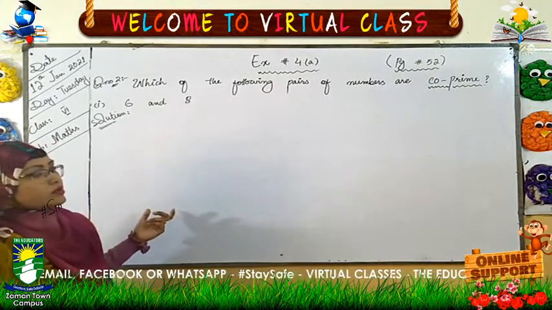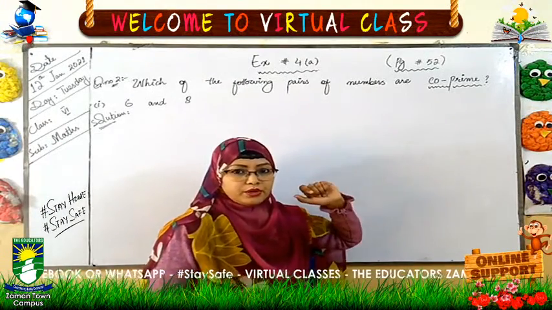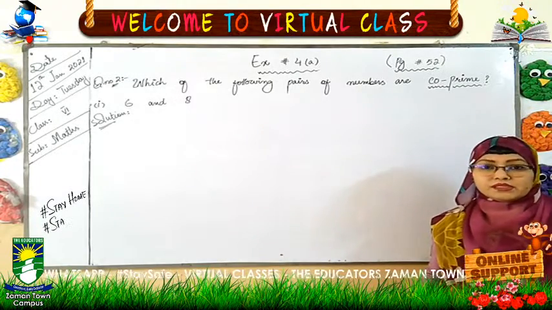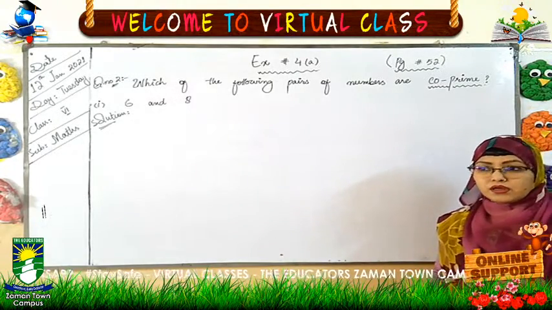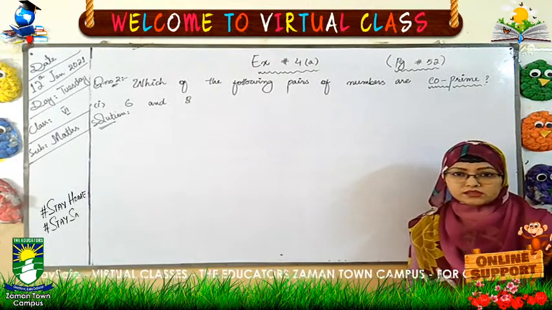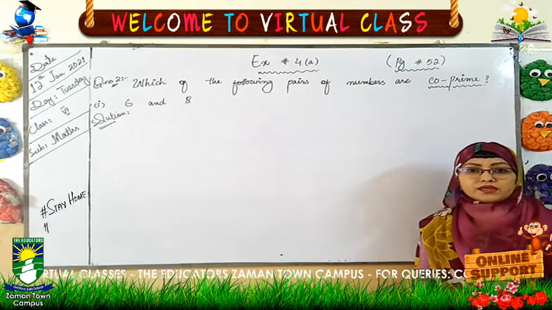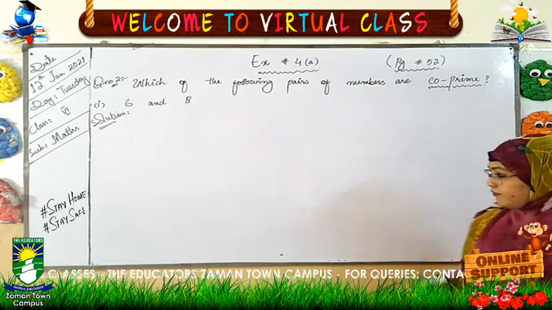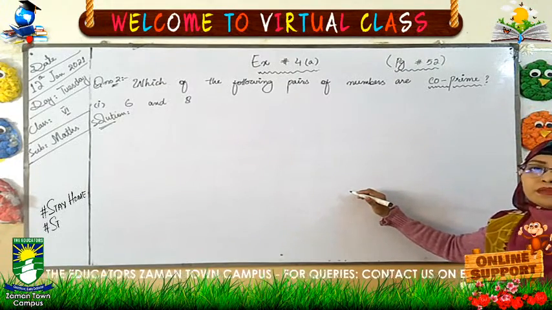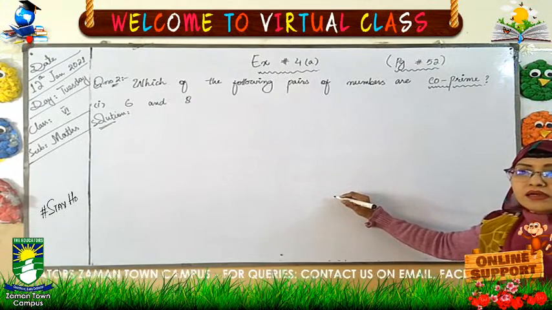Before going on to what a co-prime is, we have to study how we get co-primes. We have already studied prime numbers in detail. If a number has only two factors, that is, if the number is only divisible by 1 and itself, it is known as a prime number.